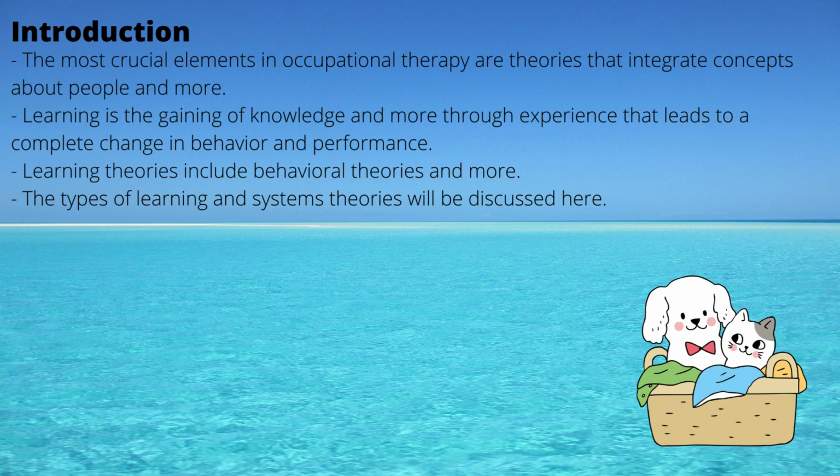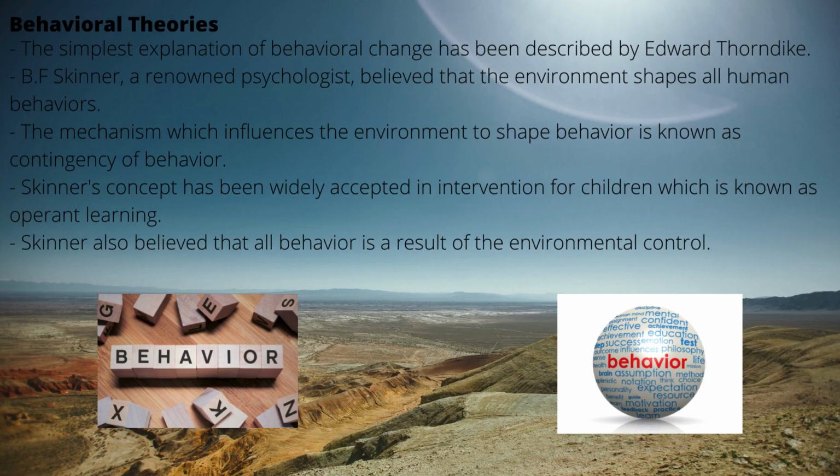Now let me begin with the introduction. The most crucial elements in occupational therapy are theories that integrate concepts about people and more. Learning is the gaining of knowledge and more through experience that leads to a complete change in behavior and performance. Learning theories include behavioral theories, cognitive, and more. And this type of learning and system theories will be discussed here more. Let's proceed.